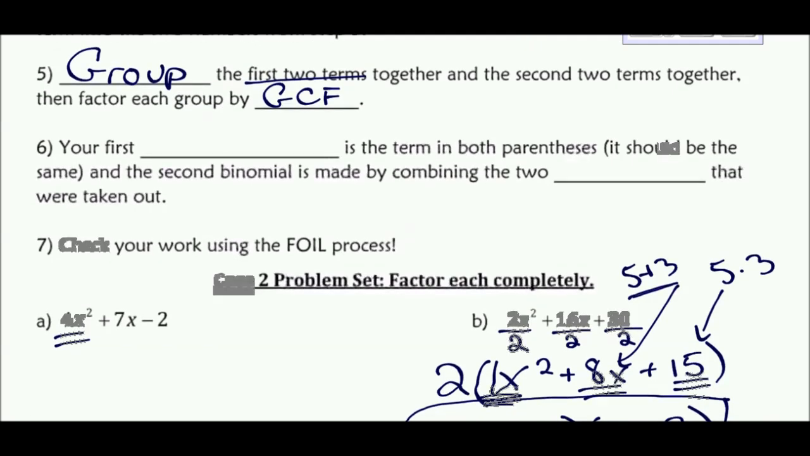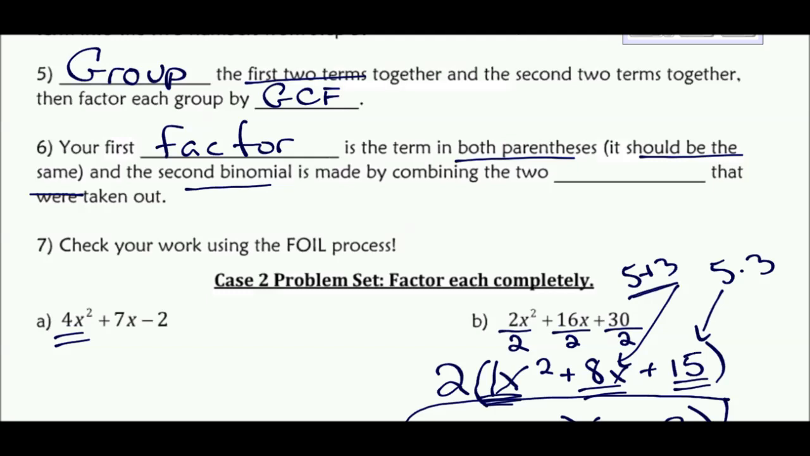The first factor is the term that's in both parentheses. You're going to see the same thing in both parentheses. It should be the same. If it's not, you did something wrong. The second binomial, the second factor, that's actually talking about the same thing. A factor and binomial here is the same thing. It's made by combining the 2 GCFs that were taken out.